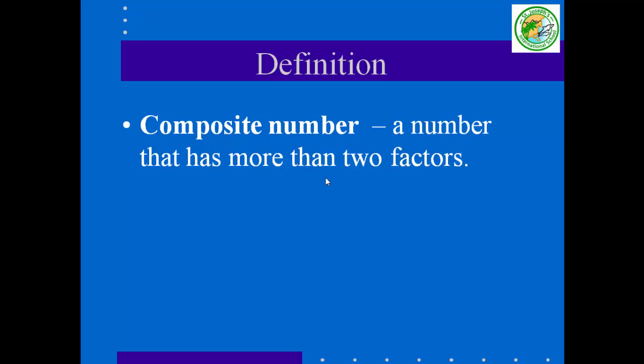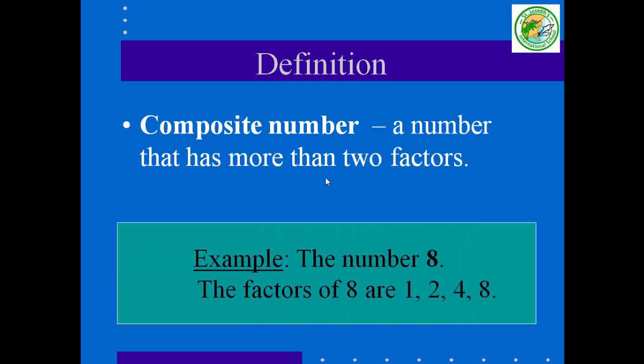What about a composite number? A composite number is the inverse of a prime number. It's a number that has more than 2 factors, like 6, like 12, like 18. We said that these numbers have more than 2 factors, so they are called composite numbers.